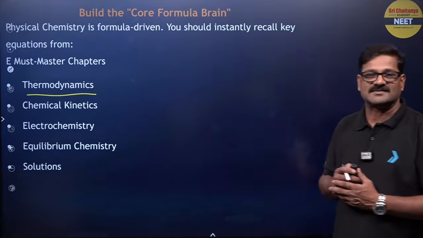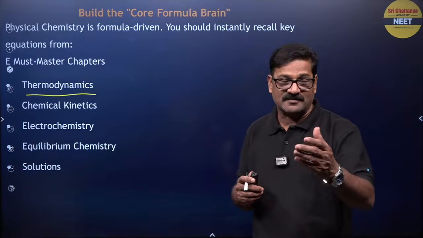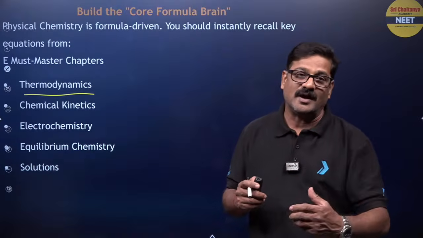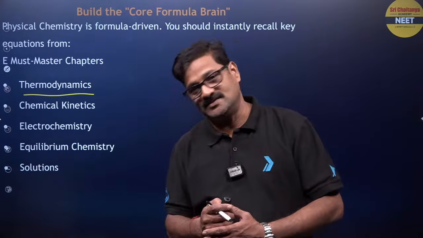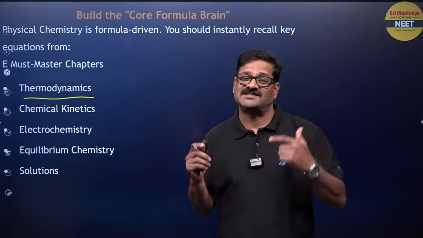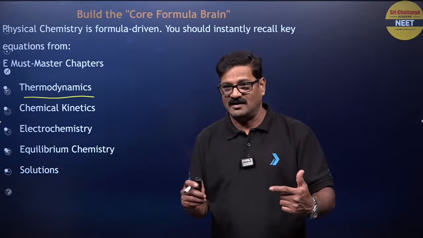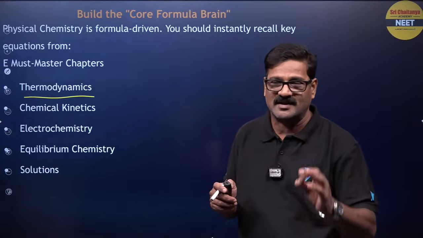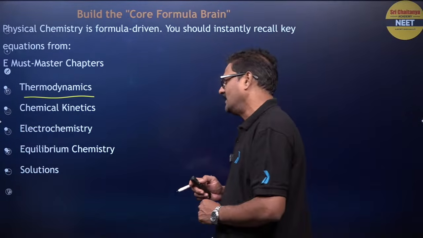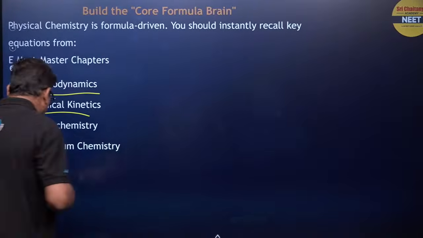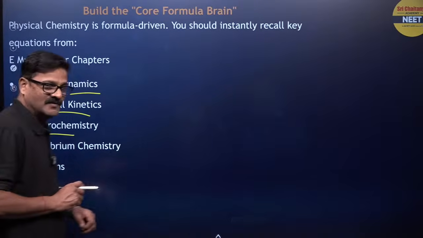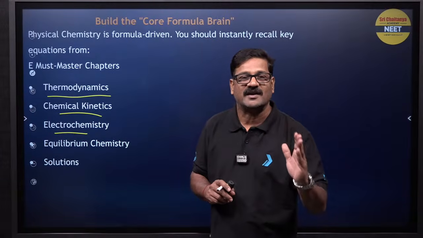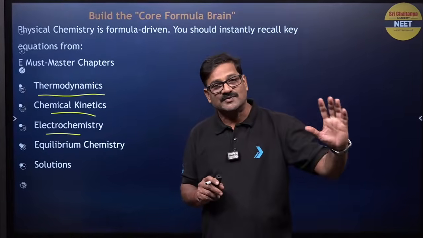In chemical kinetics, first order kinetics, T half is 0.693 by K. Like that, you need the Arrhenius equation, K is equal to A e to the power negative Ea by RT. Like that, various formulas you should present spontaneously, and you are going to get absolute derivatives of this. And in electrochemistry, Nernst equation, Kohlrausch law, Faraday's law. EMF is equal to E naught minus 0.0591 by n log Qc.